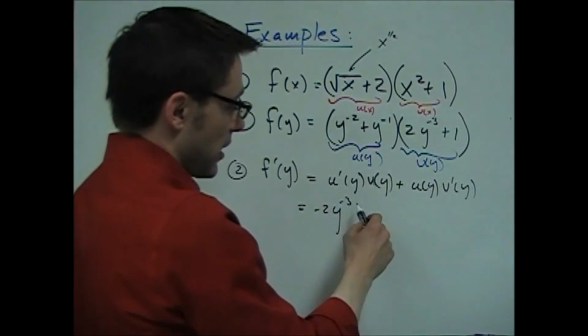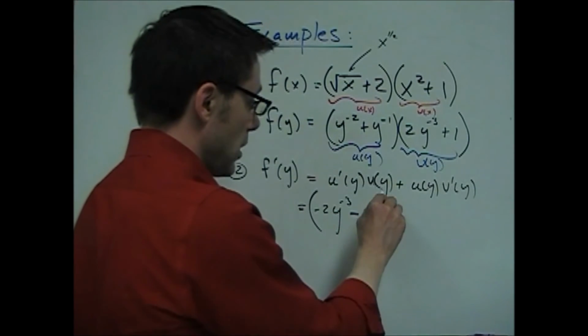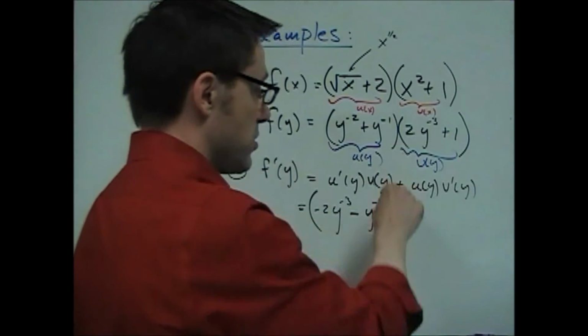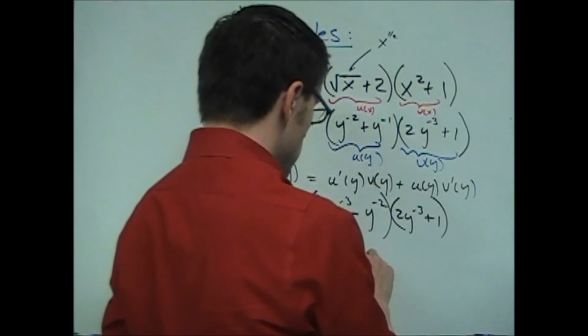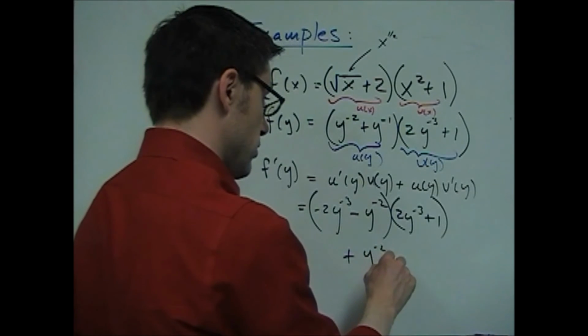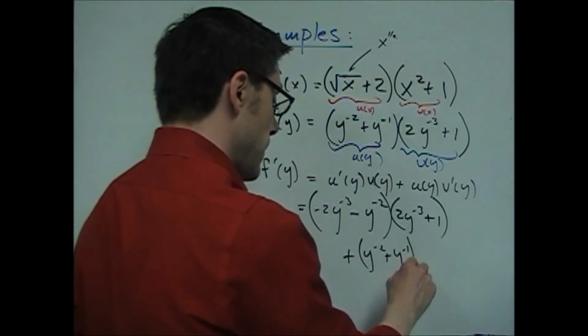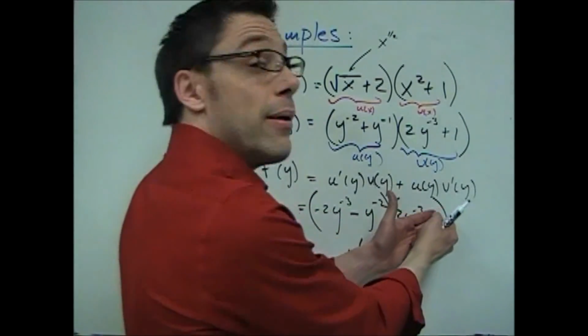The derivative of the second one, the same kind of thing. The negative 1 comes down, reduce the power by 1. And we multiply the result by v of y, which is given here. This is 2y to the minus 3 plus 1, plus the other way around. Now u of y is here. This is y to the minus 2 plus y to the minus 1. And I multiply that by v of y. V prime of y, I should say.